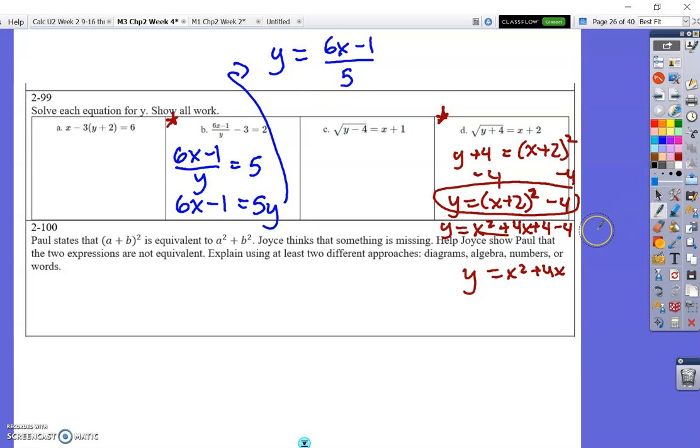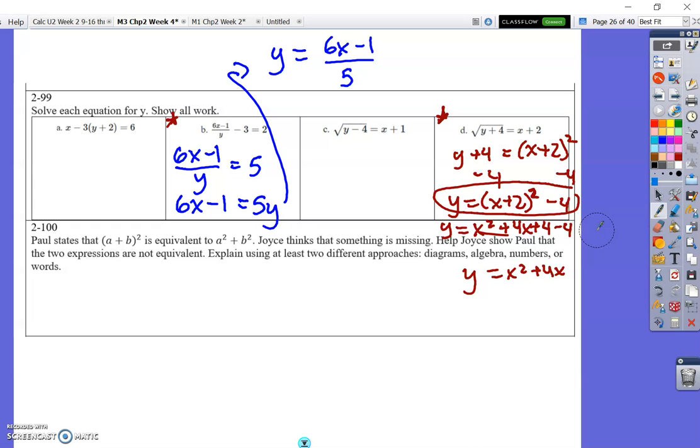And last but not least, Paul states that a plus b quantity squared is equivalent to a squared plus b squared. Joyce thinks something is missing. Help Joyce show Paul that the two expressions are not equivalent. Explain using at least two different approaches: diagrams, algebra, numbers, or words.